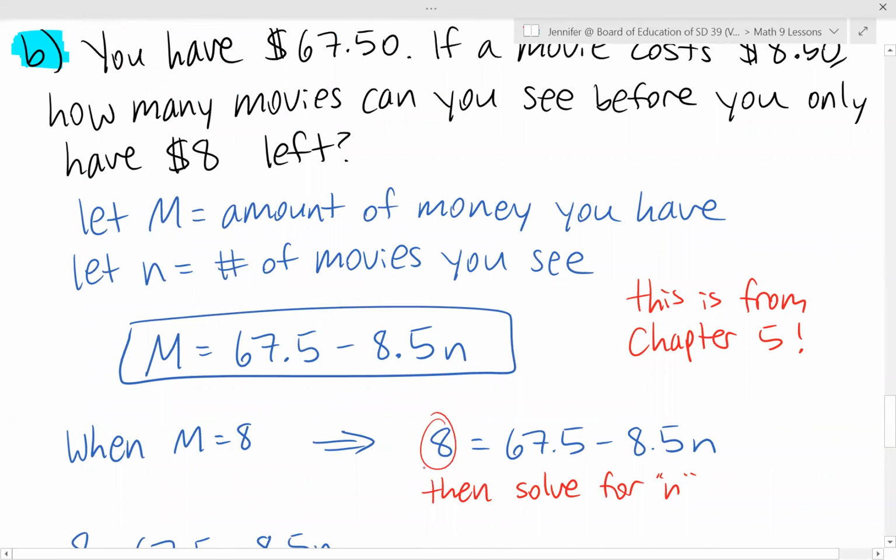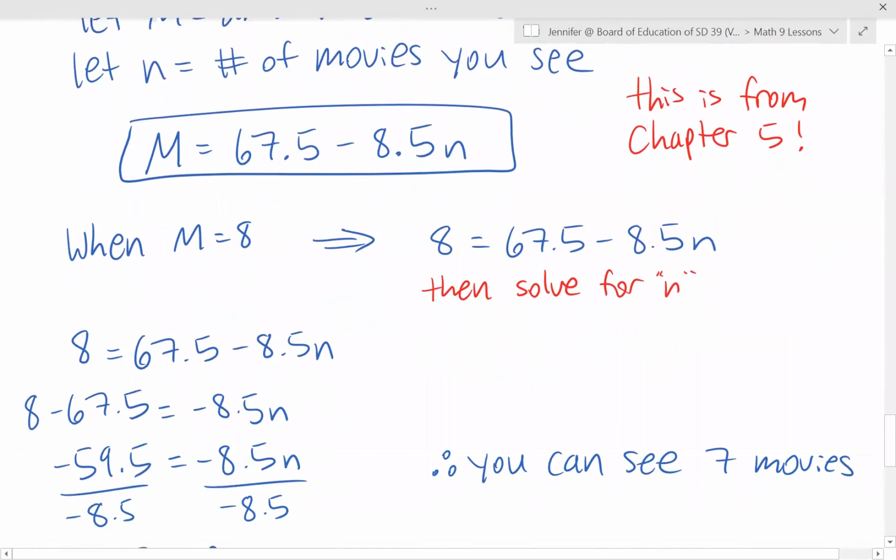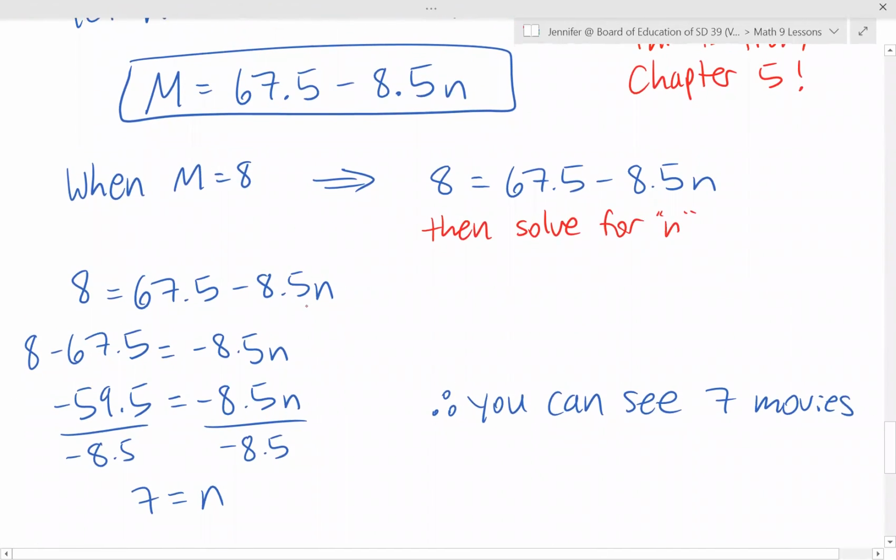So we replace m with 8 like we've done here, and now we only have one variable left, so we can solve that variable. And that's what I do here. To get n on its own, first I will subtract 67.5 on both sides, because remember we do addition or subtraction first. So I bring it to the other side and I calculate that I've got -59.5 equals -8.5n. Then I just divide both sides by -8.5 to get n on its own, and I get a nice number of 7. So therefore you can see 7 movies before you only have $8 left.